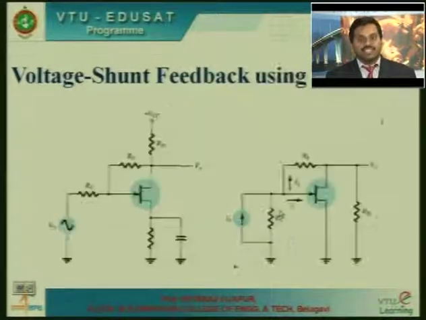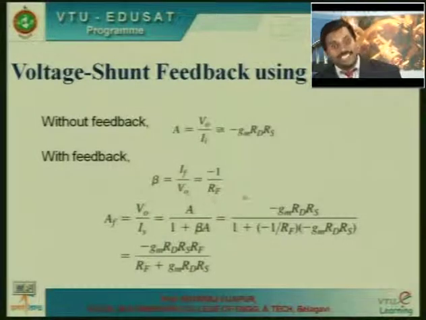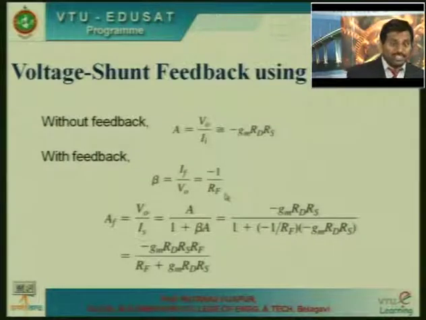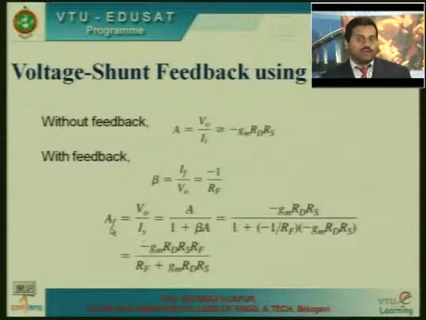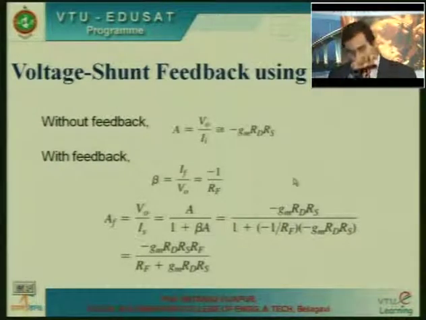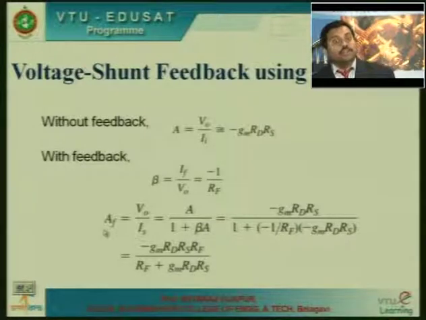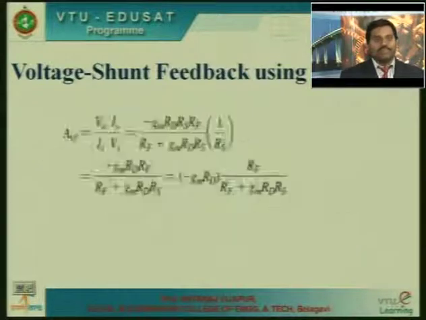So, we can just substitute that here, IF by V0. V0 can be put as minus IF RF, because it is a feedback voltage across the resistance RF. So, IF cancels, -1 by R. Substitute, you will have AF, the closed loop gain expression, which is V0 by Is, which is equal to A divided by 1 plus A into beta. So, you can simplify, you can obtain the expression for closed loop gain AF.